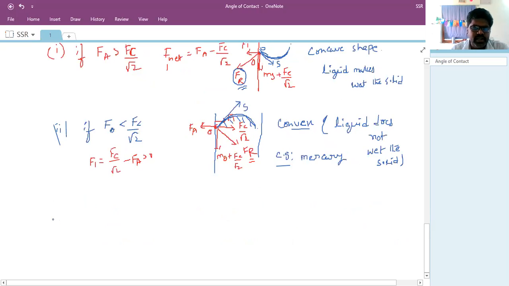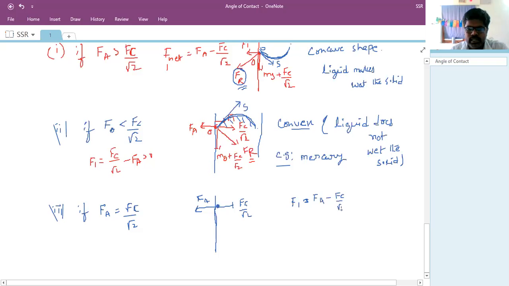Next, the third case, if FA is equal to FC by root 2. Then in this case, what happens? You can see here, again take this solid surface. There is a liquid molecule at a point, with FA outward and FC by root 2 inward. If both are equal, what about F1? F1 is equal to FA minus FC by root 2, that is equal to 0.